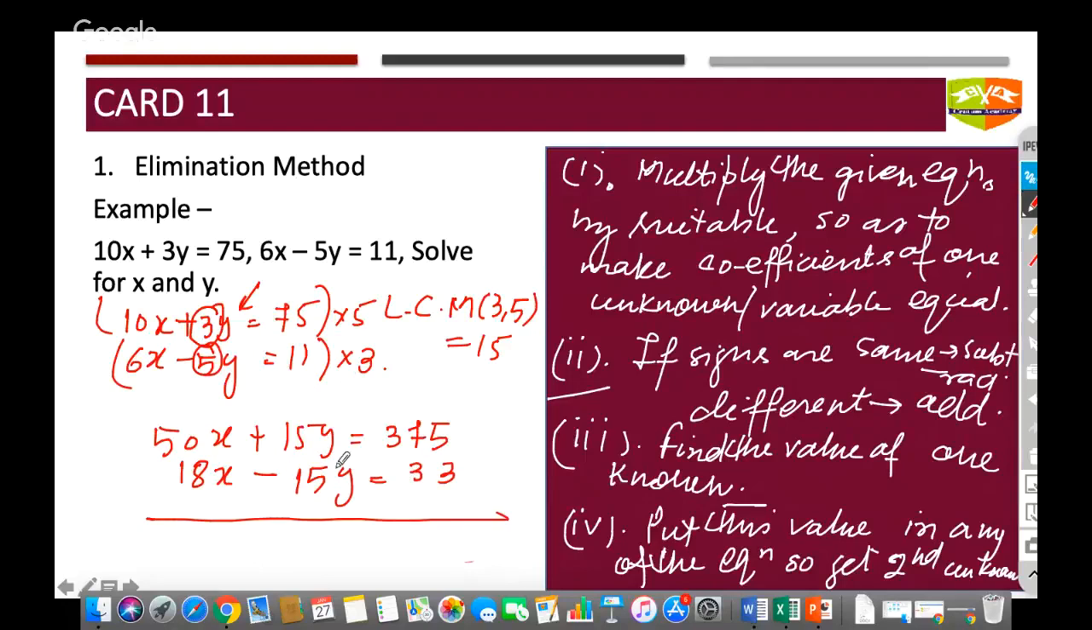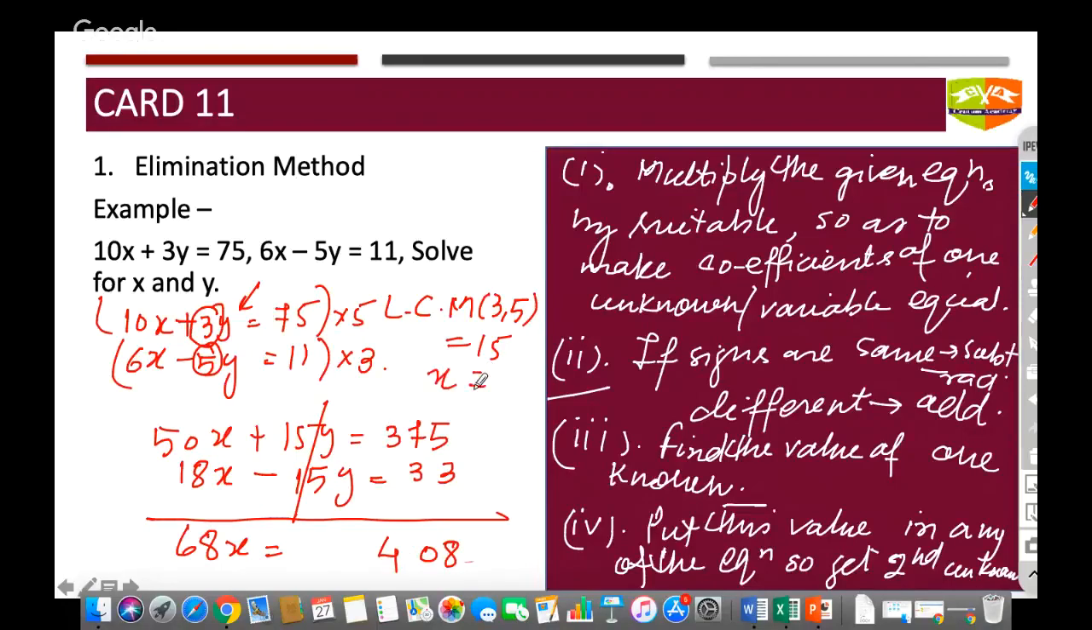Now I need to eliminate y because the coefficients of y are the same. In this case, as the signs are different, I'll just add it. After addition, this will get eliminated. So this gives me 68x is equal to 408. So how much does x come to?